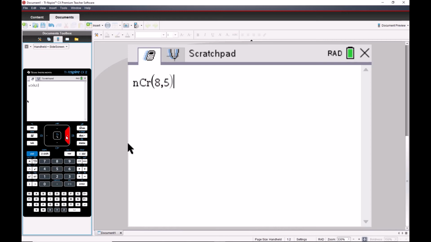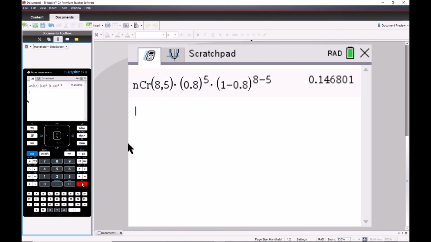All right, now we can scoot out of here and say it's times 0.8 caret 5. And we can scoot out of the exponent level, times, and we'll just write it out the full way, 1 minus 0.8, which is 0.2 if you'd rather, and that'll be raised to the 8 minus 5 power. And if you hit enter, this is what it should be.